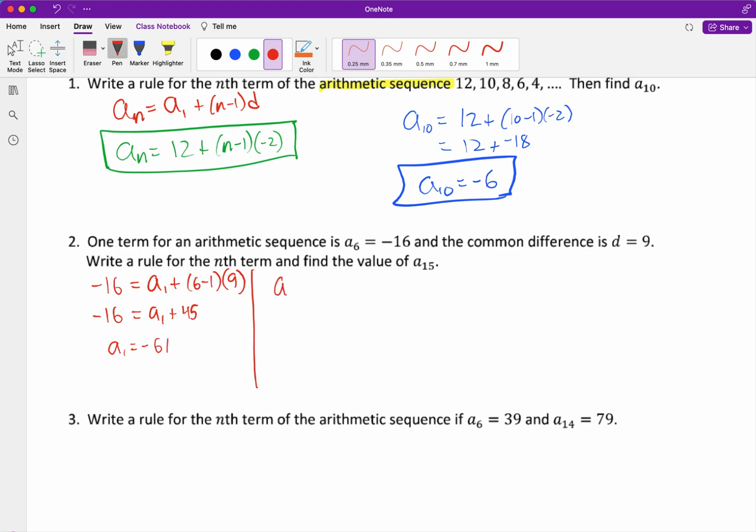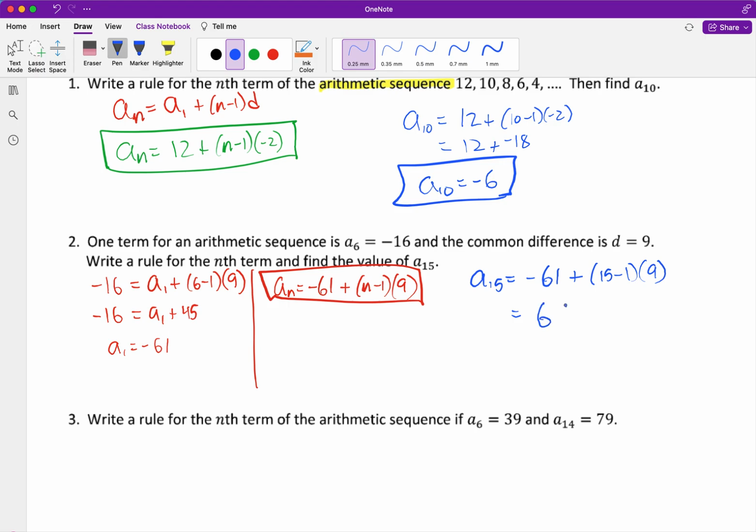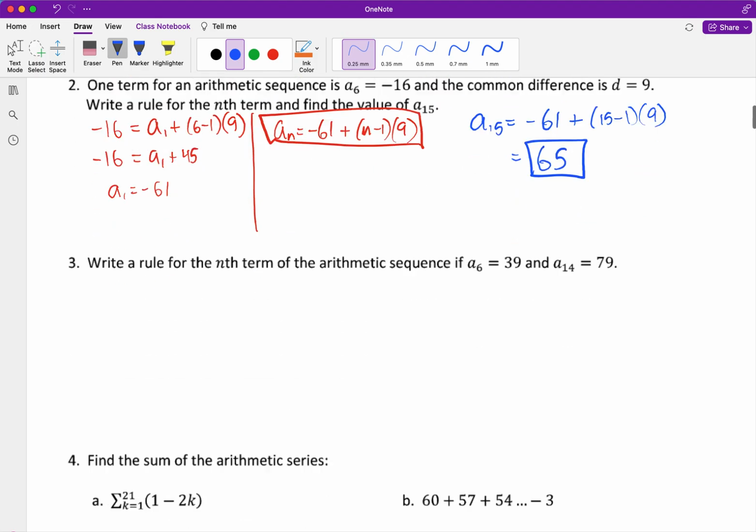So the rule, a_n, is going to be -61 plus (n minus 1) times 9. And again, you can just leave it that way. You do not need to simplify it. To find a_15, I'm just going to let n equal 15. I don't want to write -16 there. I wanted -61 plus (15 minus 1) times 9. And remember, you'll have a calculator for this part. So assuming I did my math right, that's going to be 65. All right, you should double check me on that because I'm a little nervous that I messed it up.